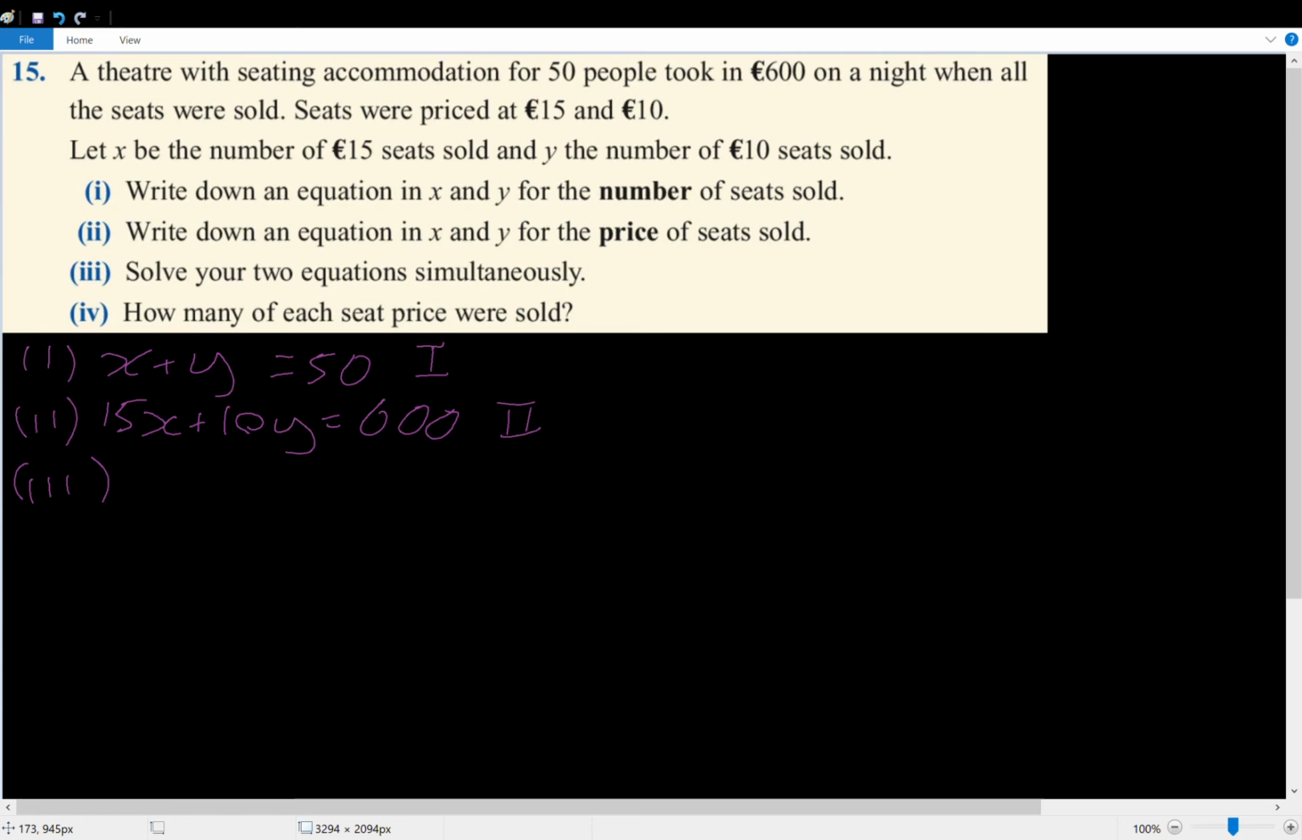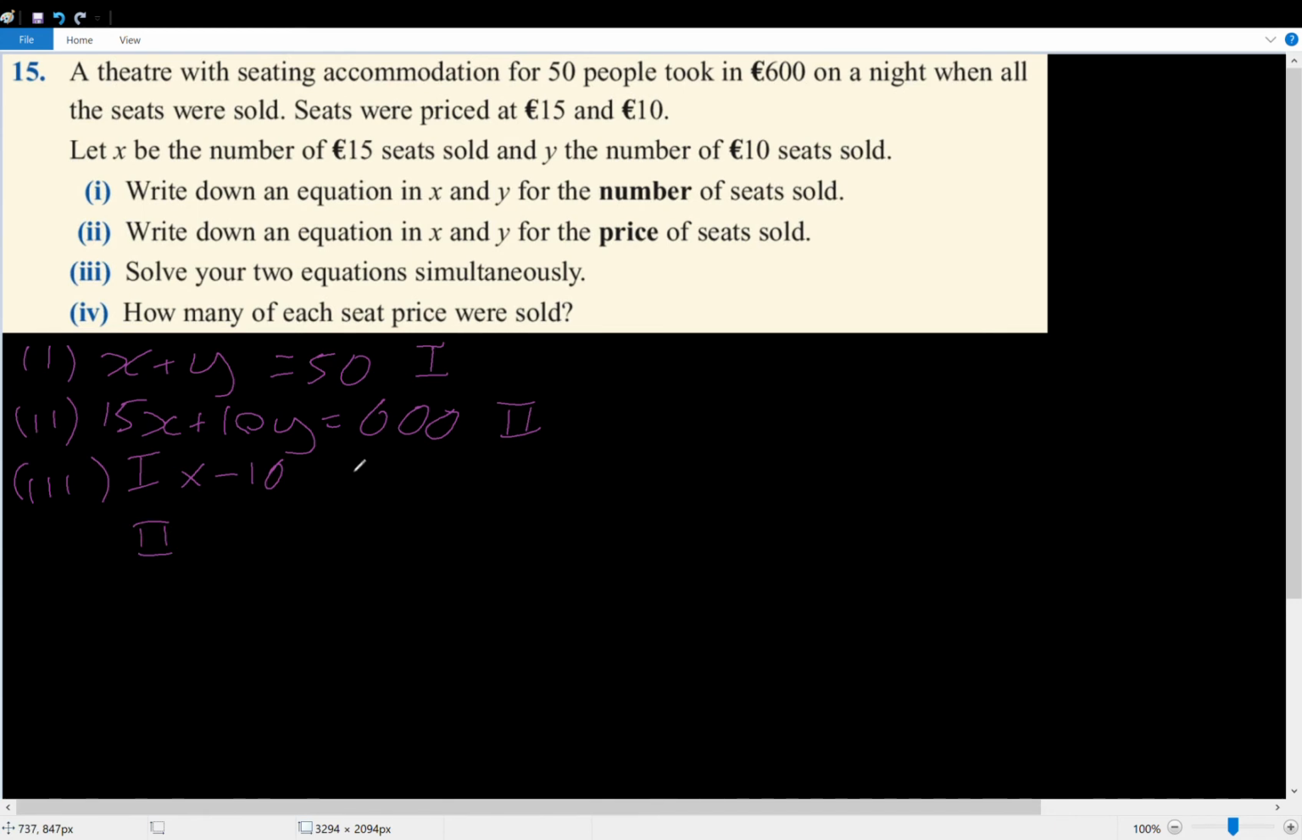Okay, so for this to work, we need to get either the number in front of both the x's to match or the number in front of both of the y's to match, and we need the signs to be different. But we haven't got that right now, so what we're going to do in order to make that work is we're going to multiply equation 1 by minus 10. And we're going to do nothing to equation 2, it's going to be just fine.